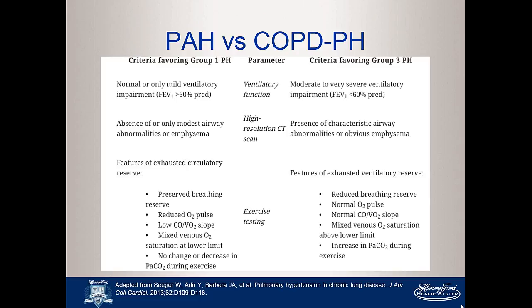So again, in the guidelines that were set up at the last PH meeting in 2013, you see a few different strategies for picking out who might favor group 1 PH versus who might favor group 3. PFTs are important in COPD. High-res CT findings are important. In terms of exercise testing, we're looking for ventilatory predominant versus pump predominant findings. And we'll talk more about this in a little bit.